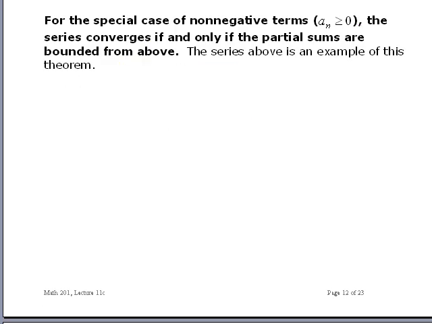We have a theorem here for the series itself, and this is for the special case of non-negative terms. Let's say all the terms a sub n are greater than or equal to 0. Then the series converges if and only if the partial sums are bounded from above. The one we just did for 1/9 was an example of that. If and only if means that A implies B and B implies A, where A in this case is series convergence and B is partial sums being bounded from above.